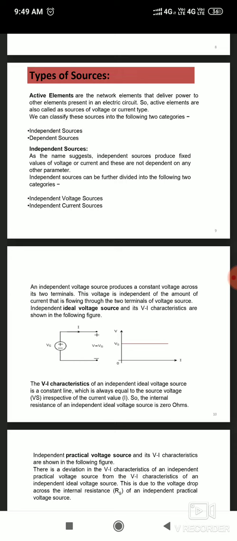One is independent sources and the second one is dependent sources. Then tell me, what are independent sources? Whose value does not depend on another thing.